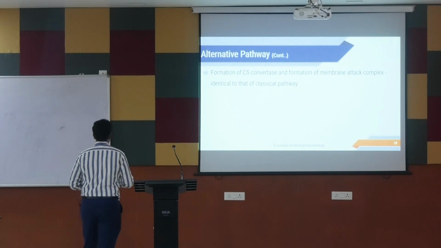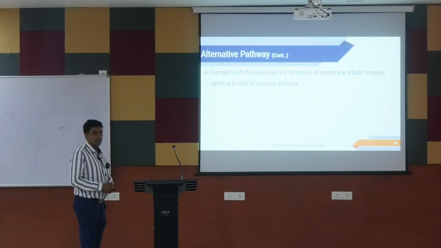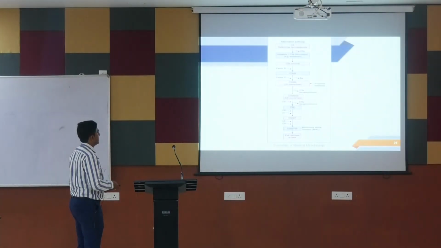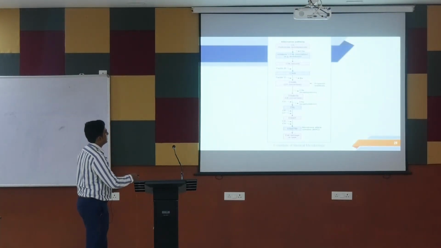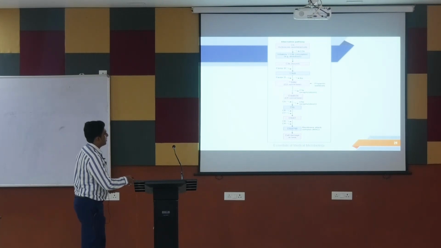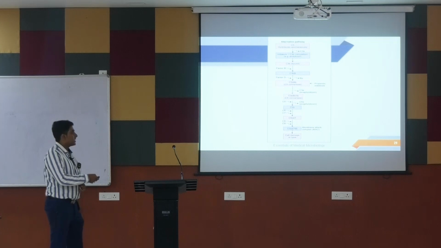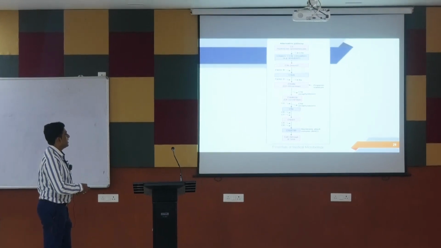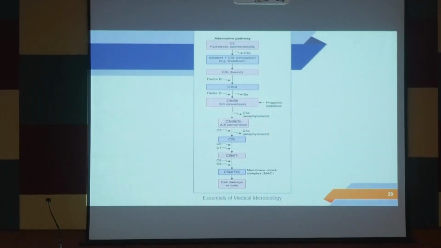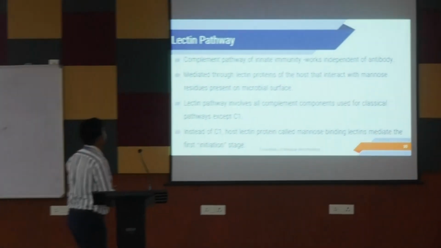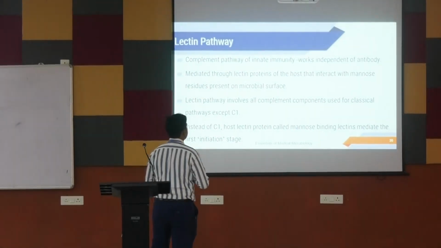Then formation of C5 convertase and the formation of membrane attack complex identical to that of the classical pathway. এই যে C3 এসে লাগছে, C3a বেরিয়ে যাচ্ছে, তারপর ফ্যাক্টর B এসে লাগছে, ফ্যাক্টর B পর ফ্যাক্টর D, তারপরে ফ্যাক্টর প্রপারডিন এসে স্টেবিলাইজ করছে, C5 কনভার্টেজ, তারপরে ফাইনালি মেমব্রেন অ্যাটাক কমপ্লেক্স which leads to cell membrane damage or lysis. লেকটিন পাথওয়ে কি? The complement pathway of the innate immunity.